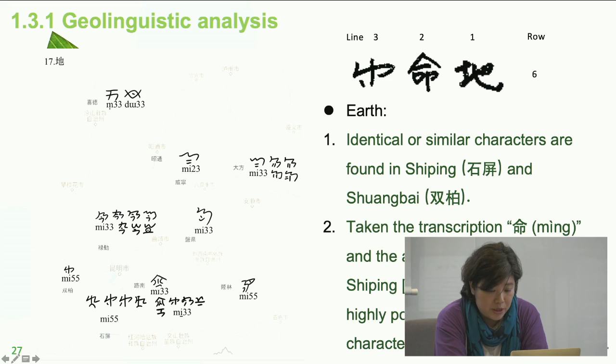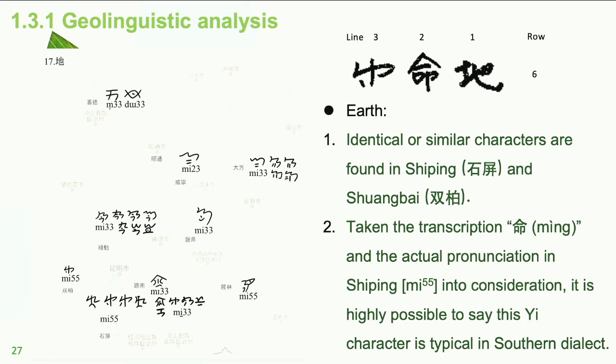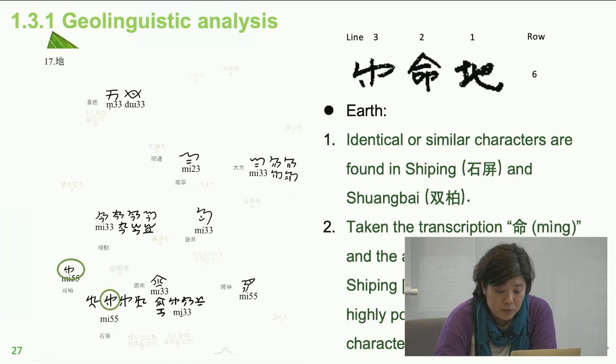Now let's move on to the second example. This is the first character of the second sentence in the third line. In the map, identical or similar characters to this are found at Shiping and Shuangbai. Taking the transcription Ming and the actual pronunciation of this character in Shiping, Mi, into consideration, it is highly possible to say this E character is typical of the southern dialect.